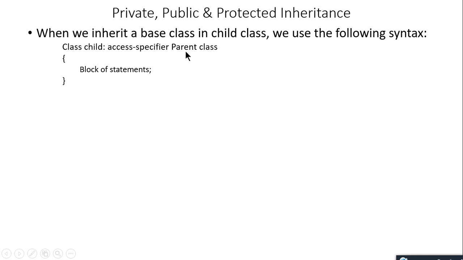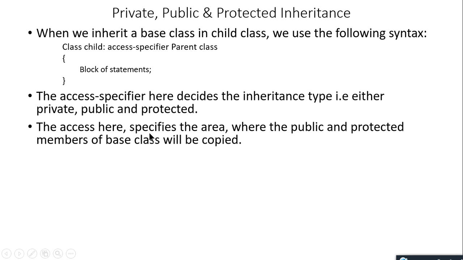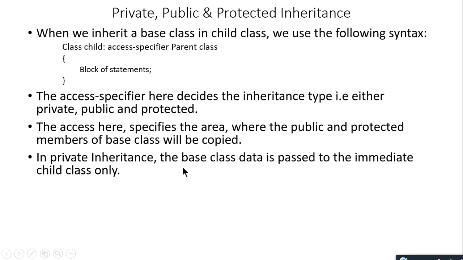So you specify private, public or protected here, but what does that mean? The access specifier here decides the inheritance type, that is either private, public or protected. The access here specifies the area where the public and protected members of the base class will be copied. That is, this access specifier does not mean that you are inheriting this access of the parent class to the child. Actually it means the parent class's private, public and protected data will be copied in this access of the child class. In private inheritance the base class data is passed to the immediate child class only.